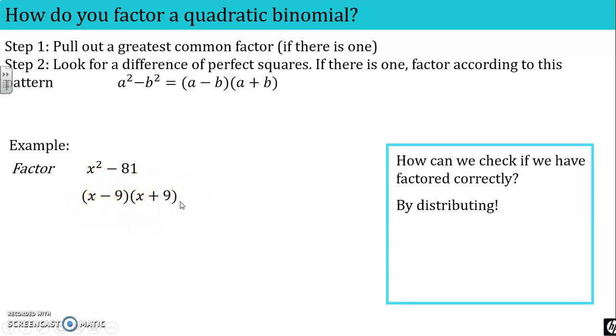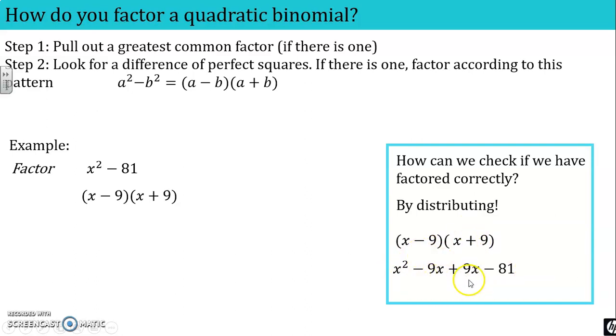Once again, I hope you're asking yourself this, how can we check if we factored correctly? The answer is the same as it was before, by distributing. So we're going to distribute these terms inside there. Some of you might know the acronym FOIL. If you want to use that, go ahead. After you FOIL these two binomials together, you would be left with this.